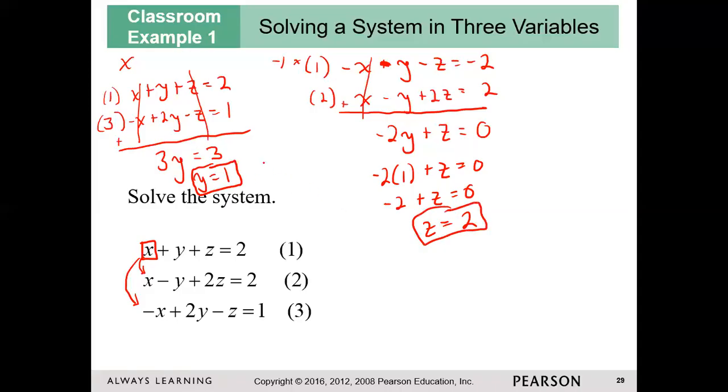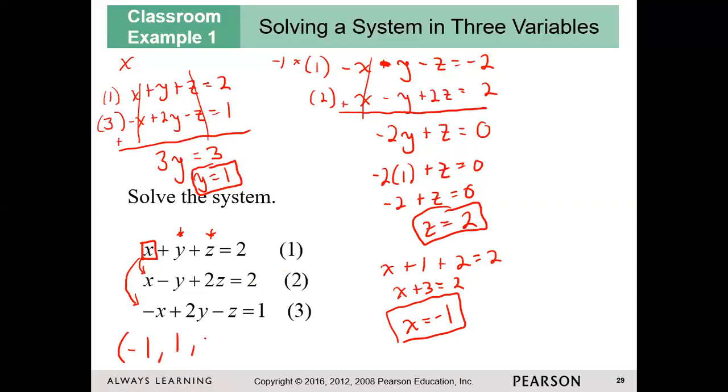So I now have 2 out of the 3 values that I need. I can now go back to my original equation, substitute my Y, substitute my Z, and that will leave me with just one unknown, X. I will then solve for it. So this is going to be X plus 1 plus 2 is equal to 2. This will be X plus 3 is equal to 2. X is equal to negative 1. And now I have all of the components that I need for my ordered triple. So this is going to be negative 1, 1, and 2.